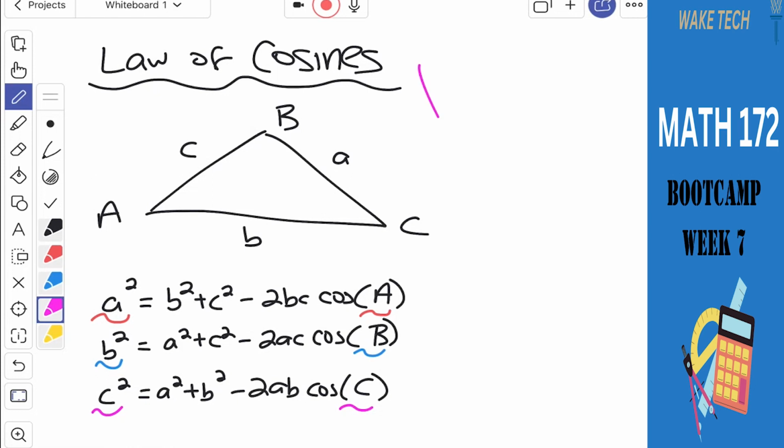This is the law of cosines, just like the law of sines. It's just an equation that we use to find whatever missing stuff we're interested in from a triangle. And remember, in general, solving triangles means to find all the missing sides and all the missing angle measures.